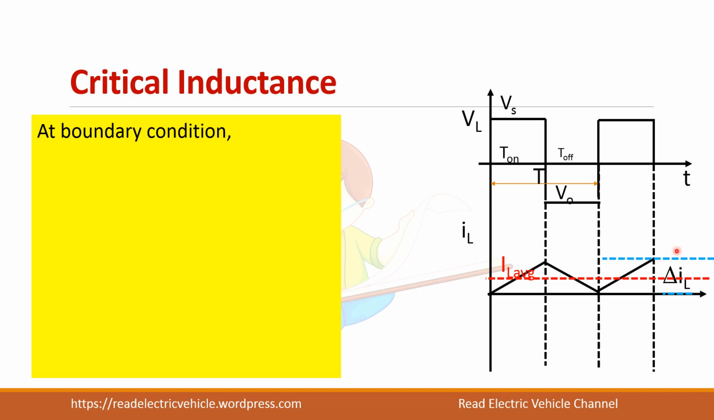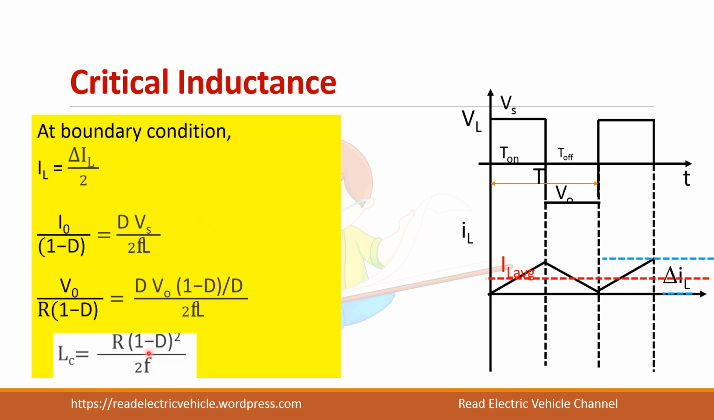So at boundary condition, this IL average value is equal to half of the ripple, del IL by 2. So IL equals del IL by 2. What is IL? You have derived it from the capacitor equation: I naught divided by 1 minus D. Del IL, you have calculated the ripple already. So substitute it, equate it, and you will get the critical inductance.